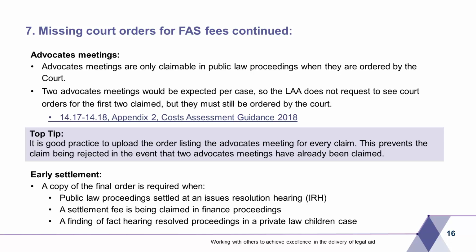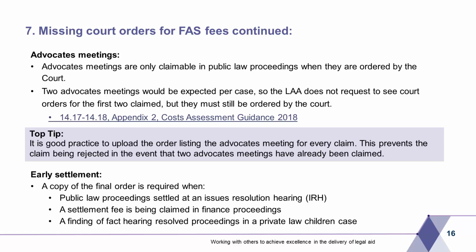So, for instance, if counsel have claimed 2 meetings, regardless of where they fall in proceedings, we would require a court order for any meetings claimed in addition to this. A top tip to avoid reject for this reason is to upload the court order for every meeting claimed in the event counsel has already claimed. Some court orders do stipulate a meeting in advance of every hearing, and provided there is an associated hearing, these will suffice as evidence for any subsequent meetings.